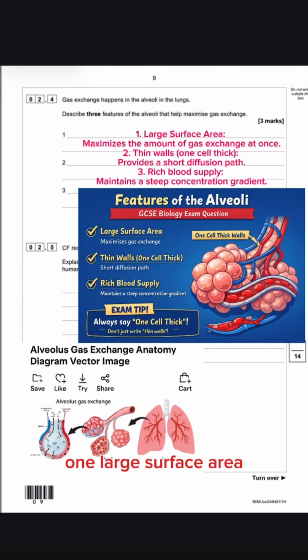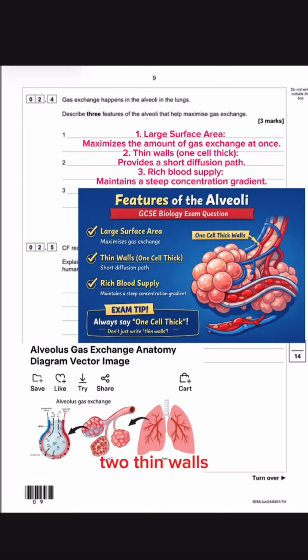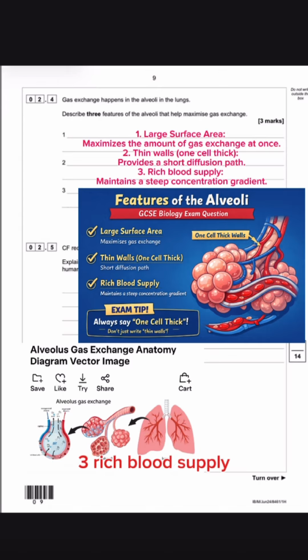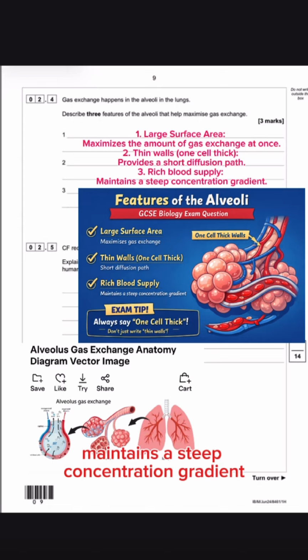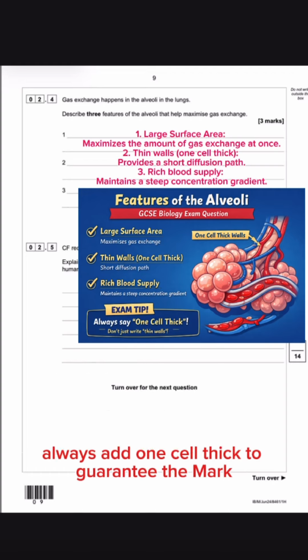1. Large surface area, which maximizes the amount of gas exchange at once. 2. Thin walls, 1 cell thick, which provides a short diffusion path. 3. Rich blood supply, which maintains a steep concentration gradient. The exam tip is, never just say thin walls. Always add 1 cell thick to guarantee the mark.